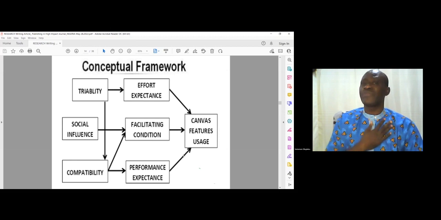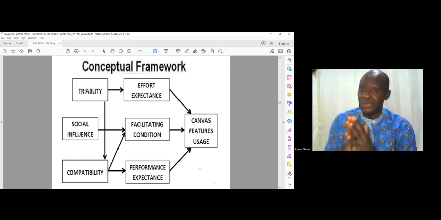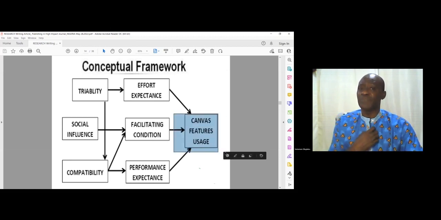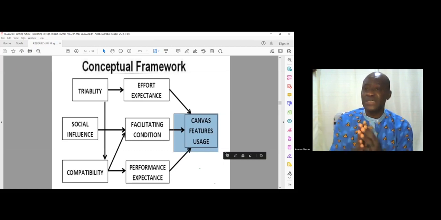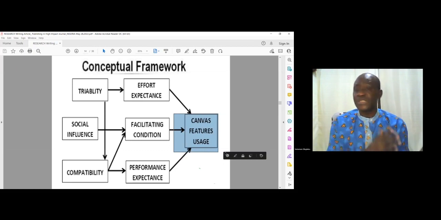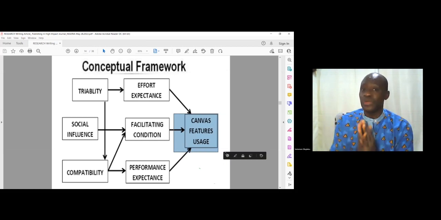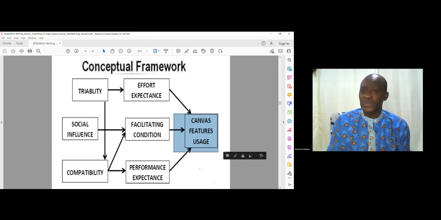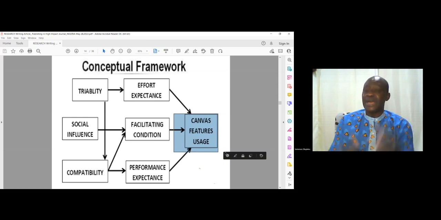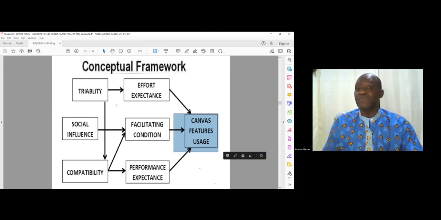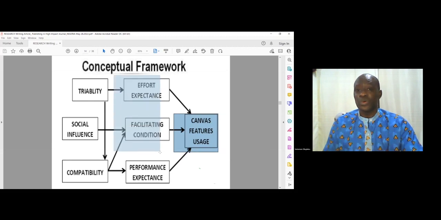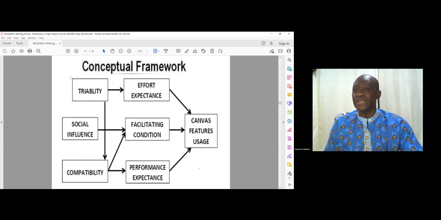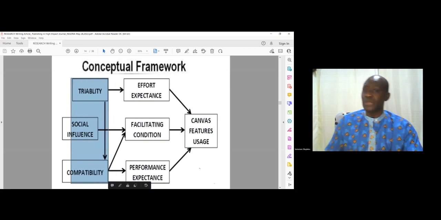So this is a conceptual framework, an example only. After my own review, I am reviewing the use of Canvas. It's an online management system that they are using here in the Philippines. I'm sure they use it all over the world also. So I'm trying to see if they use it here or not. What model am I using? I use the UTAUT model, and these are the factors of UTAUT. Only a few, not all. And then I introduce another thing that was not found in the UTAUT.